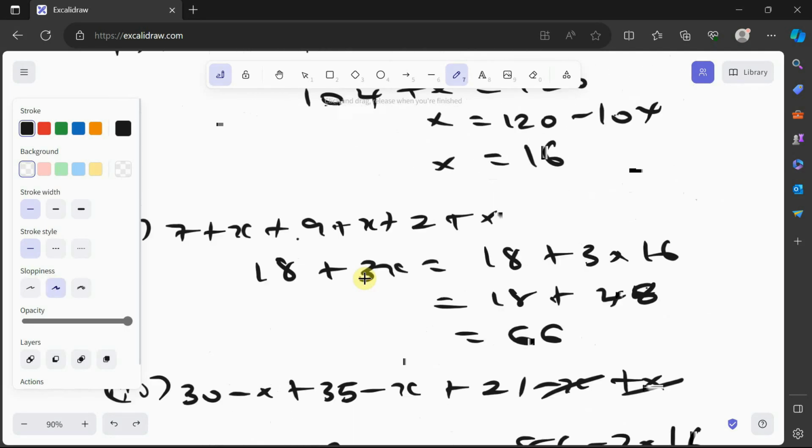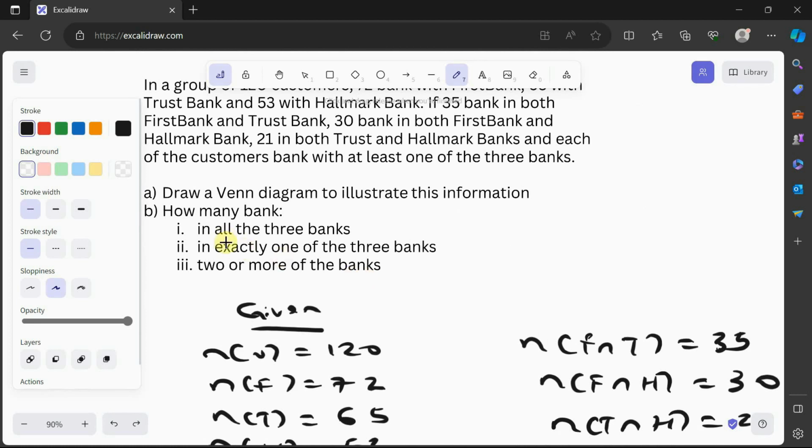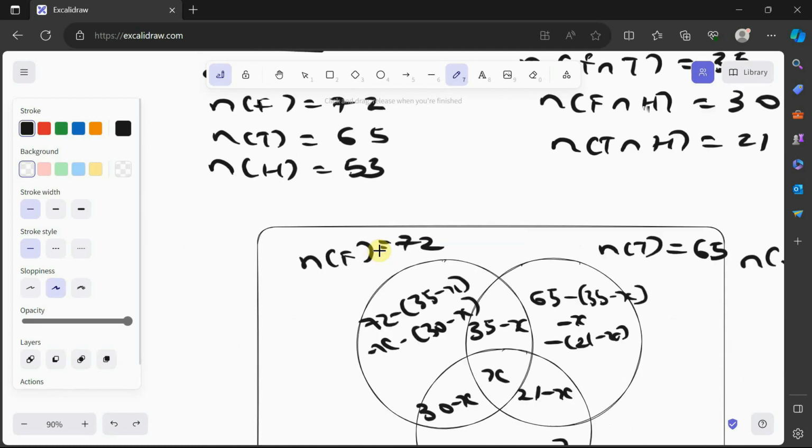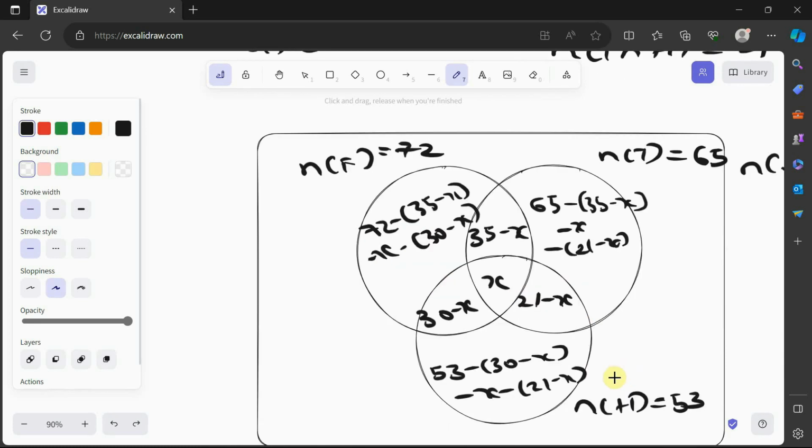So for the B part, the question says that we should find how many bank in exactly one of the three banks. So we need to find people that bank in First Bank only, people that bank in Trust Bank only, people that bank in Hallmark Bank only. But remember, we're using the mathematical approach. But we can still derive something from the Venn diagram. And I think that's why they always say that you should draw the Venn diagram. Because whether you use the mathematical approach or the Venn diagram approach, you'll be able to better visualize the problem.